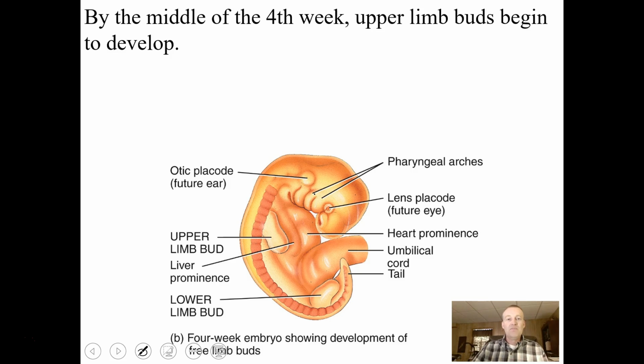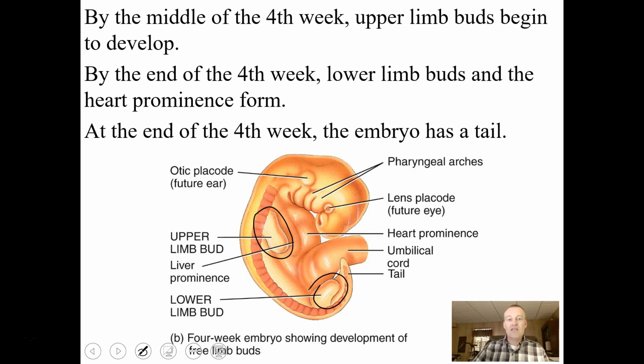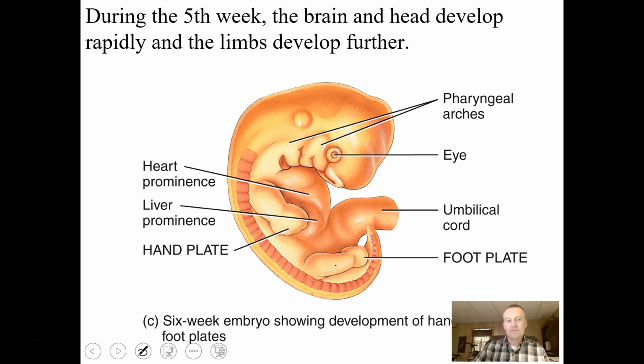By the middle of the 4th week, the upper limb buds develop. By the end of the 4th week, the lower buds are going to form your leg buds. By the end of the 4th week, the embryo has a tail as well. During the 5th week, the brain and head develop rapidly, and the limbs develop further. You can see they almost look like little paddles.